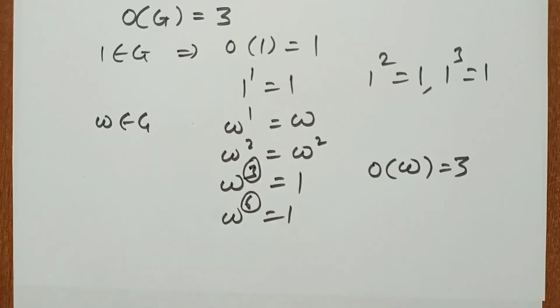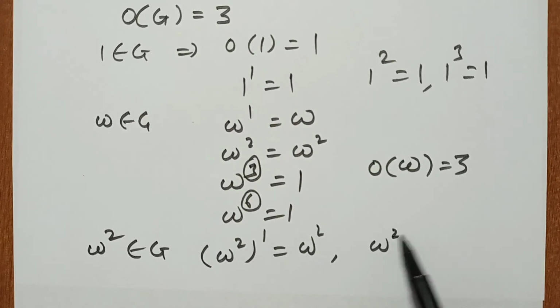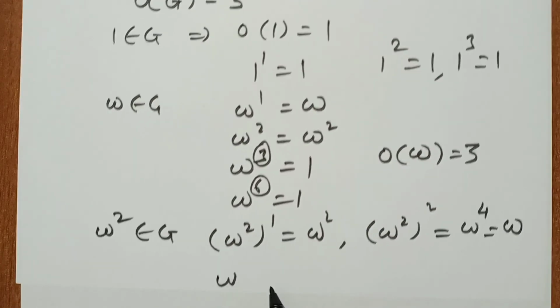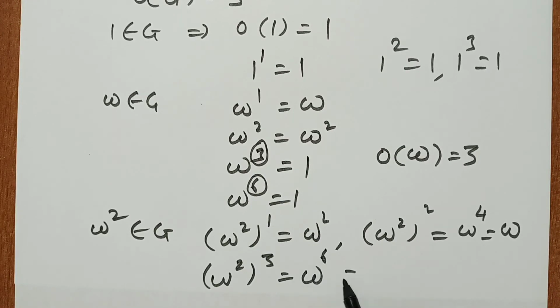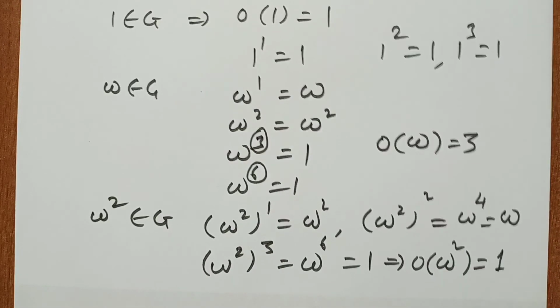And similarly omega square belongs to G. Omega square to the power 1 is omega square. Omega square to the power 2 is omega 4, which means omega cube into omega, so this is omega, not identity. Now omega square cubed is omega 6, which is 1. Here we get the identity element. It means the order of omega square is equal to, sorry, 3.